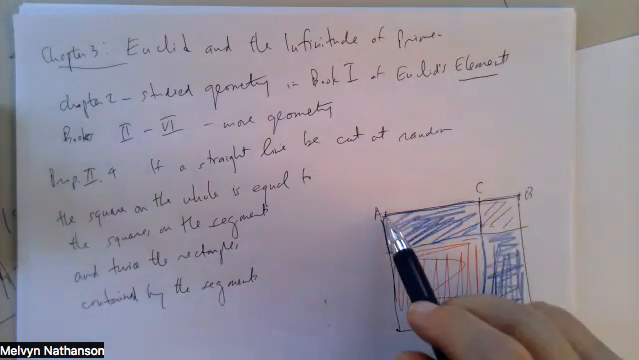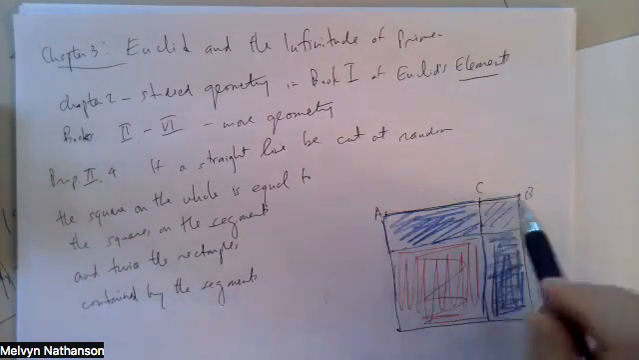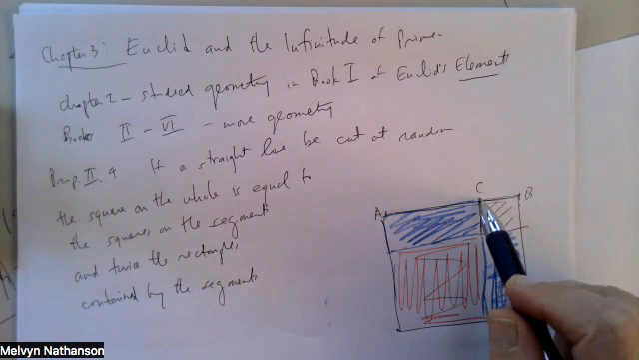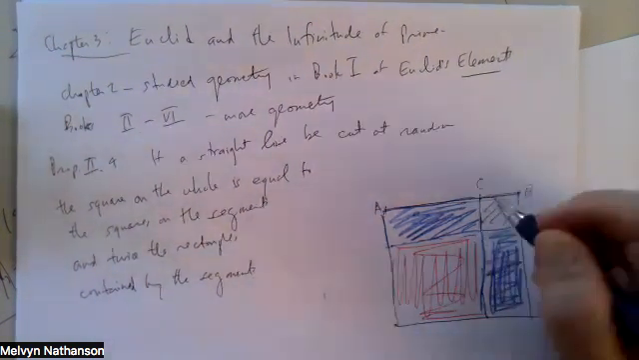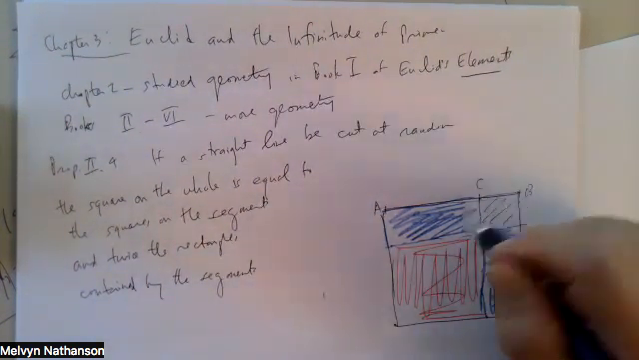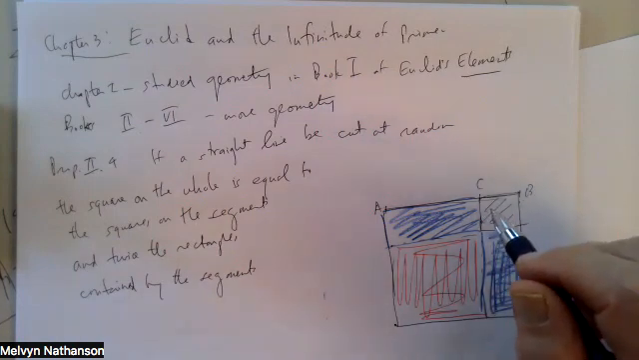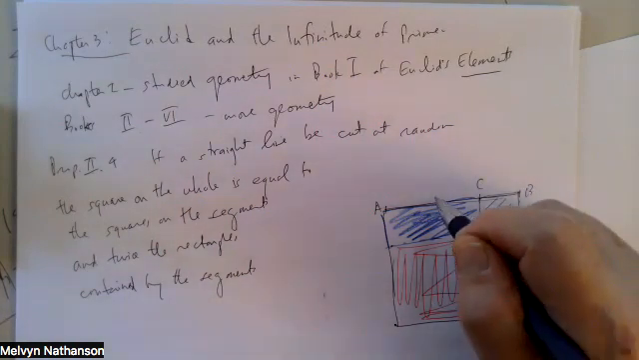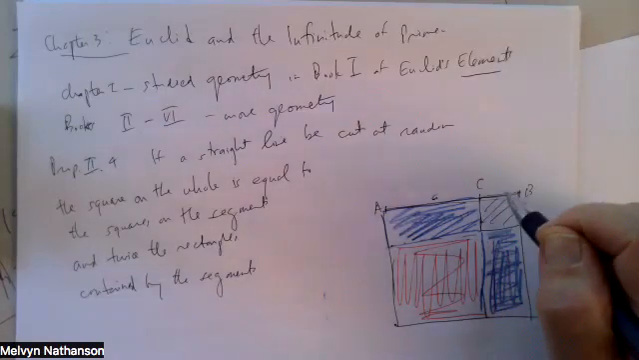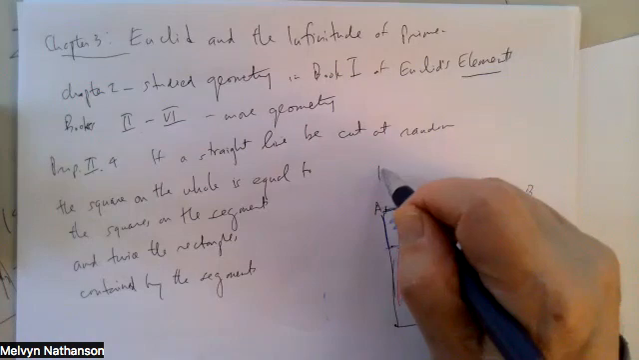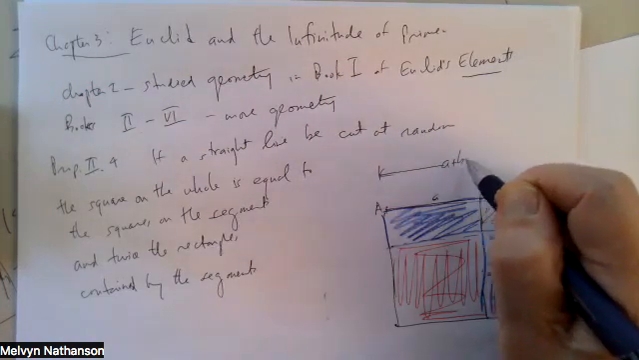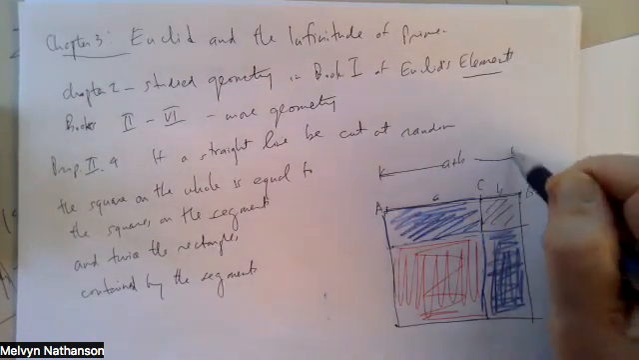You take a line segment, say AB, and choose any point C on that segment. So you've divided this line segment into two pieces. We might say, using a little bit of algebra, let's say the length of this is a, the length of this is b, so the whole line segment has length a plus b.